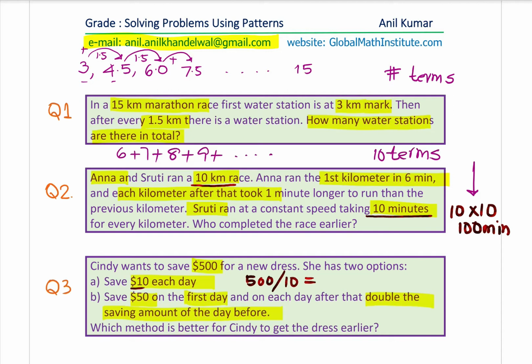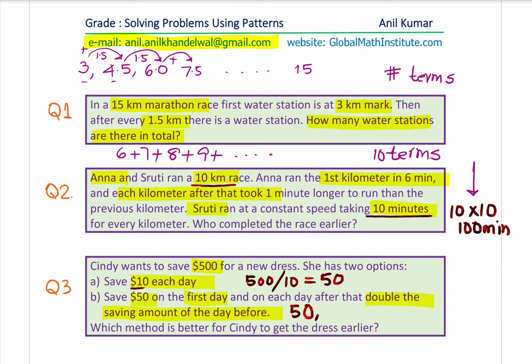Okay, so you take such a long time, right? So there is some typing error, I think. She saves 50 on the first day, and on each day it is double, right? On the other hand, she is doing like this: 50 on the first day, and then double the amount, right? So I think there is a typing error here.